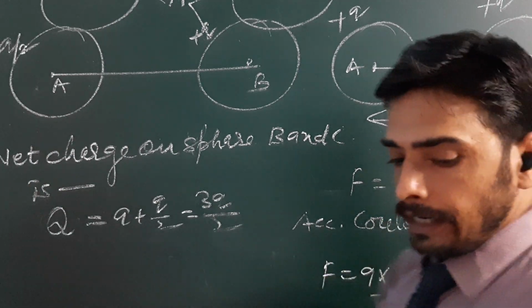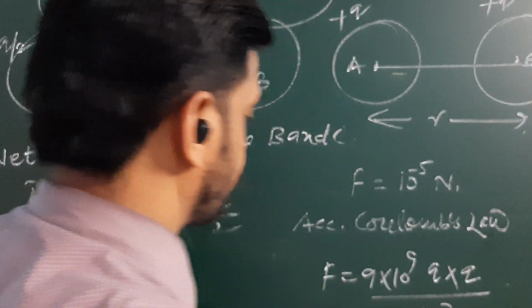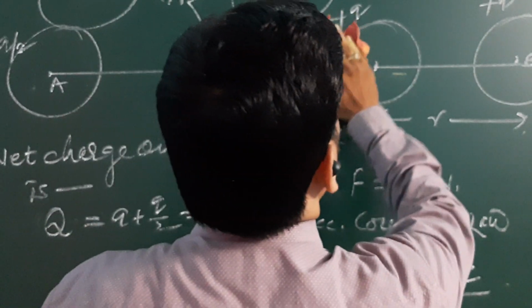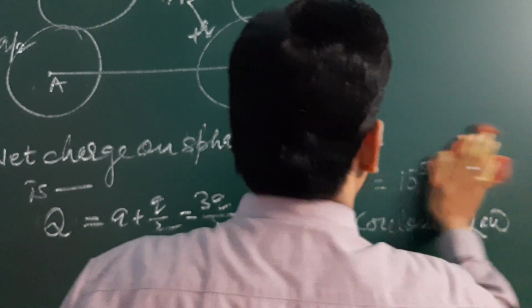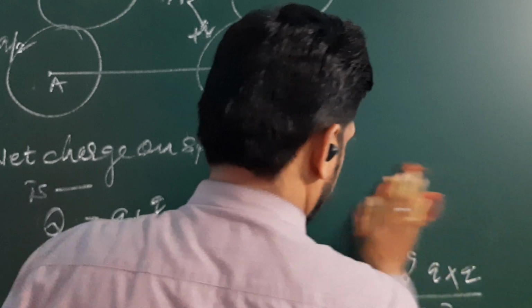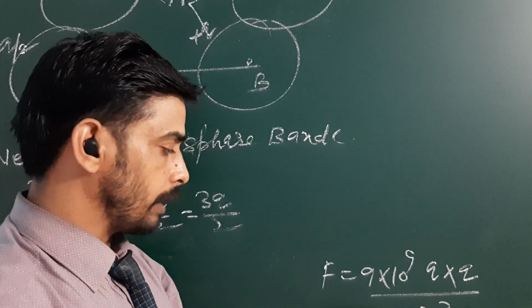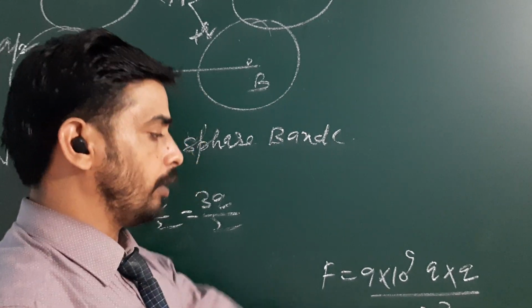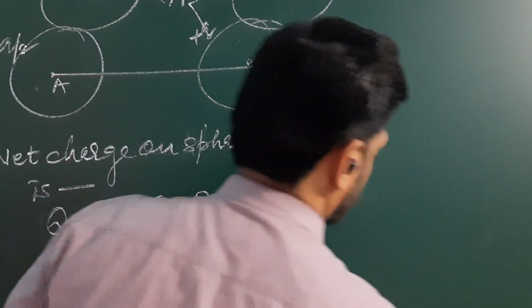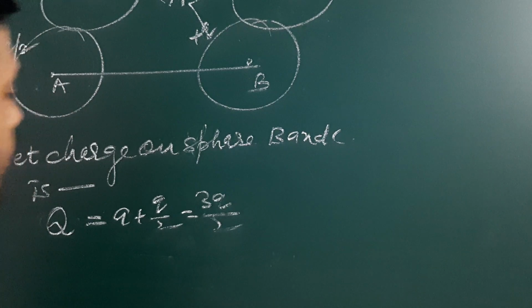Now what do we have to do? Just remember it: 9 into 10 power 9 Q square by R square, its value is 10 power minus 5. Wherever necessary, we can put this value. Okay, now see.